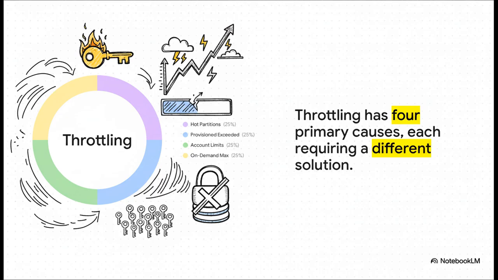So here's the crucial thing to understand. Not all throttling is created equal. There are really 4 primary reasons you might get throttled. You could have a hot partition. That's where one specific key is getting slammed with traffic. You might have just plain exceeded your provisioned capacity. Or if you're using on-demand mode, you could be hitting the max you set or even hitting account-level service quotas. Each one of these needs a totally different solution.